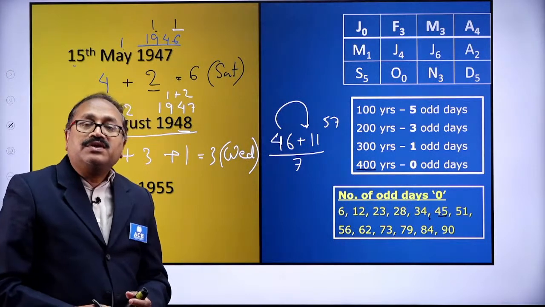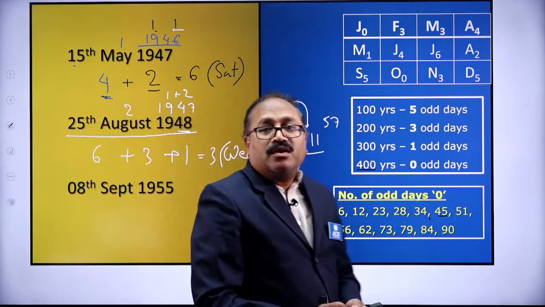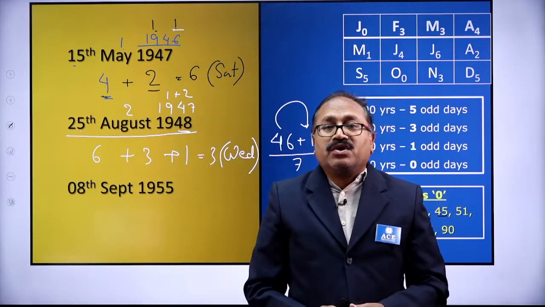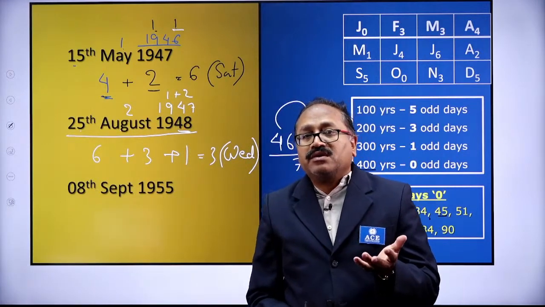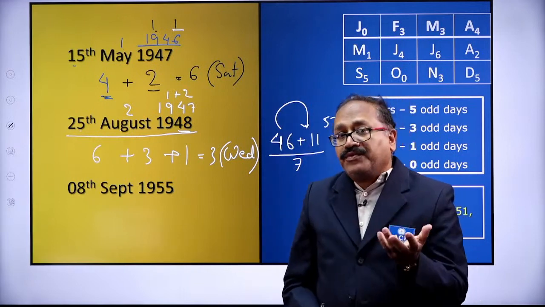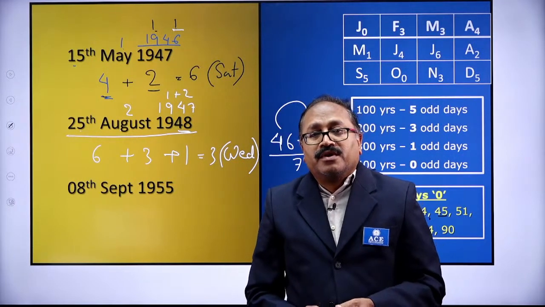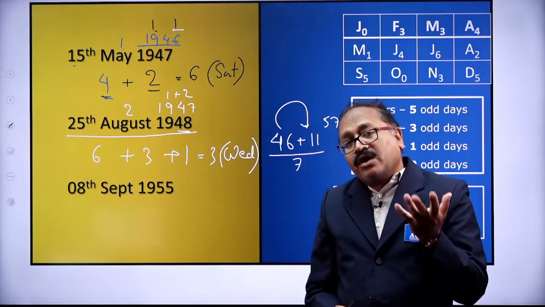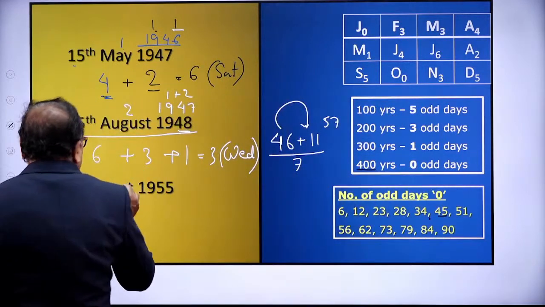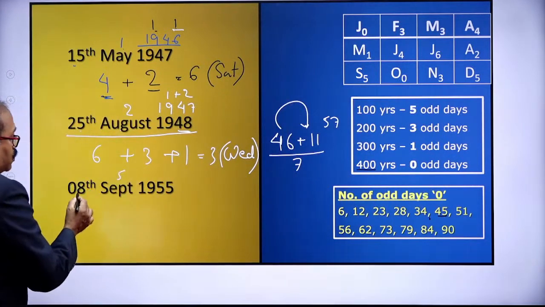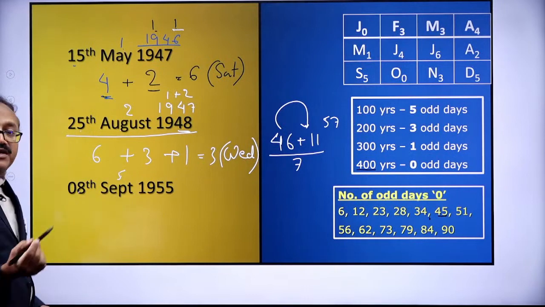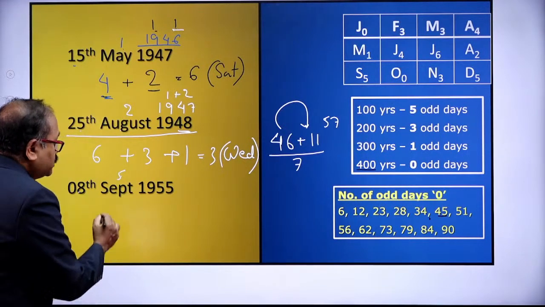Okay. Now 8th of September 1955. What was the day? So what I know is 1951, 0 odd day. How can I use this one? Now September has 5 odd days. So 8 plus 5 is 13 divided by 7, which is 6 odd days here.